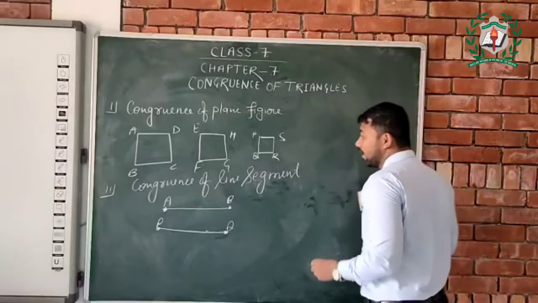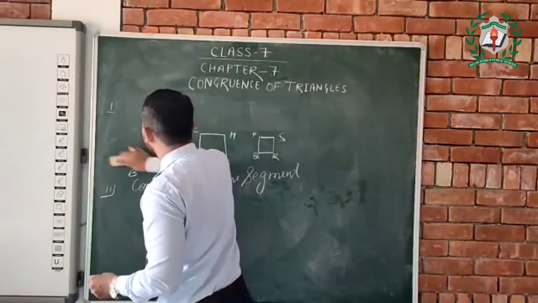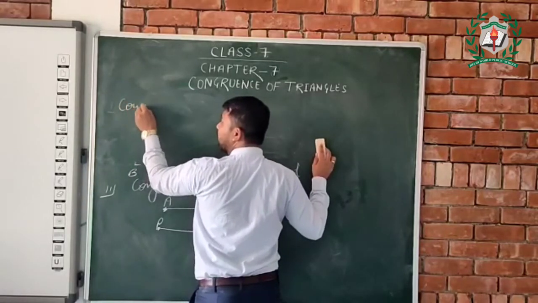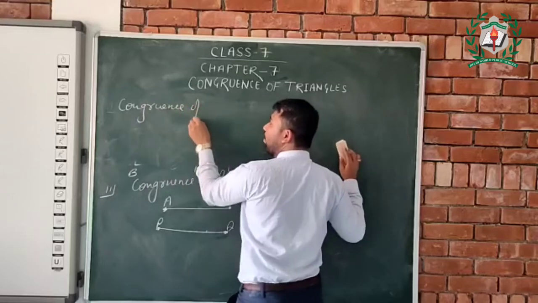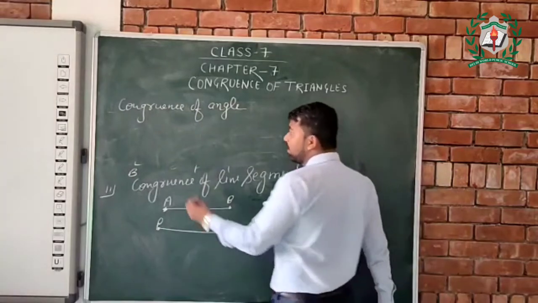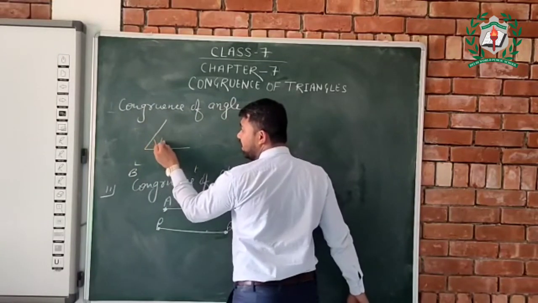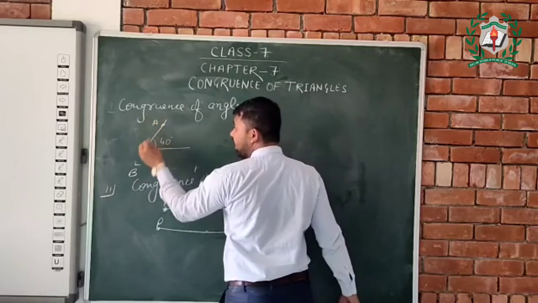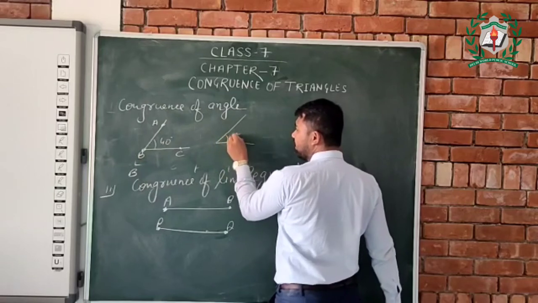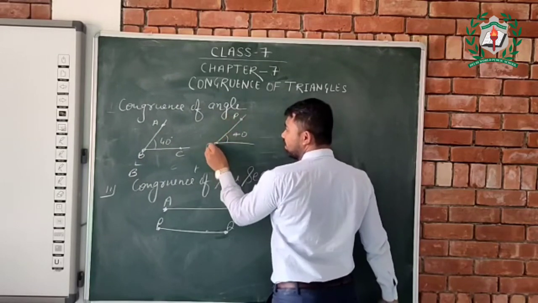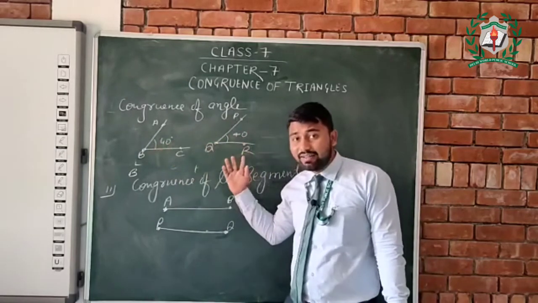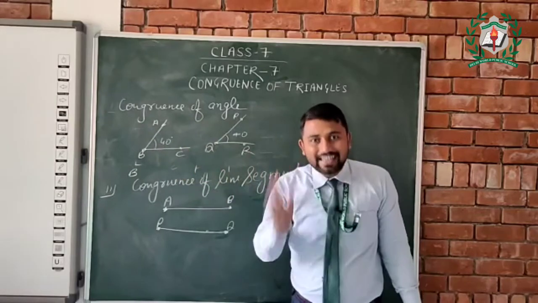The next point will be congruence of angles. Congruence of angles means, for example, if angle ABC is 40 degrees and angle PQR is again 40 degrees, both angles are the same, which means these two are congruent to each other.